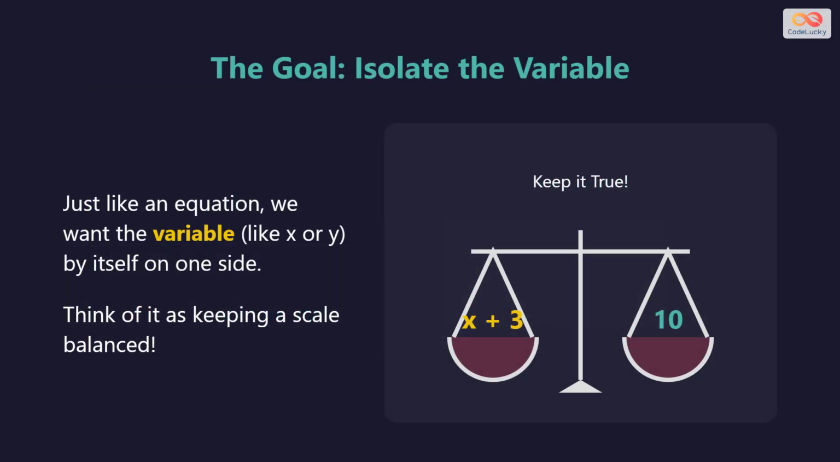Your main goal when solving an inequality is exactly the same as solving an equation. You want to isolate the variable. This means getting the letter, like x or y, all by itself on one side of the symbol. Think of it like a balanced scale. To keep it true, whatever you change on one side, you must also change on the other.